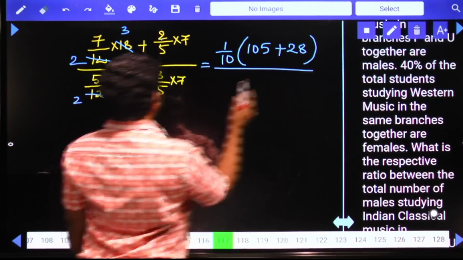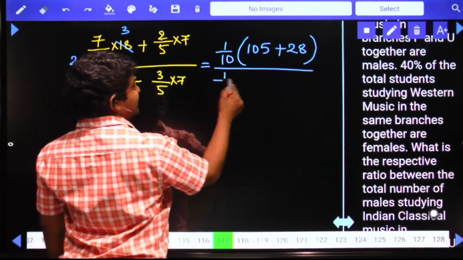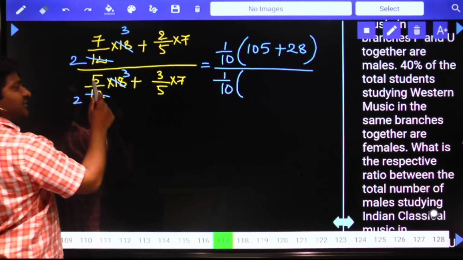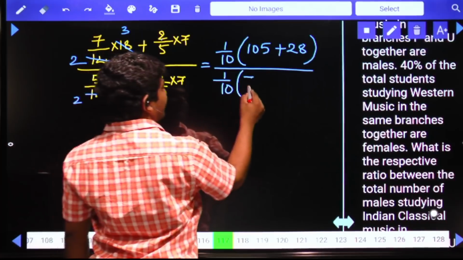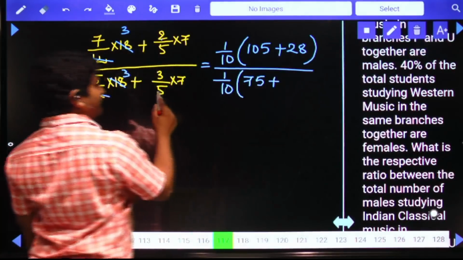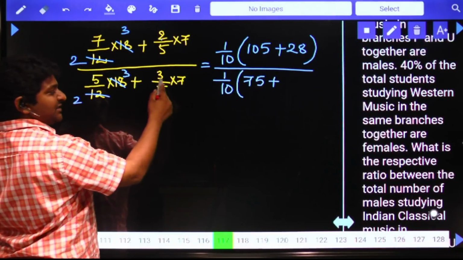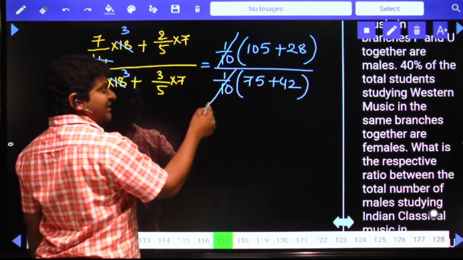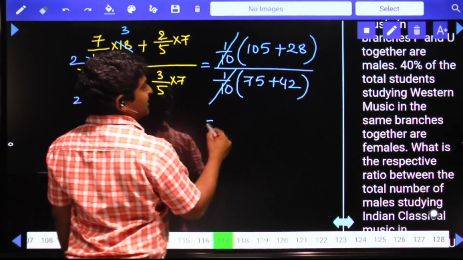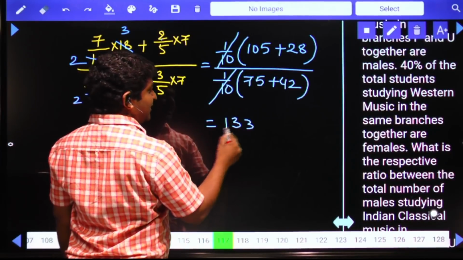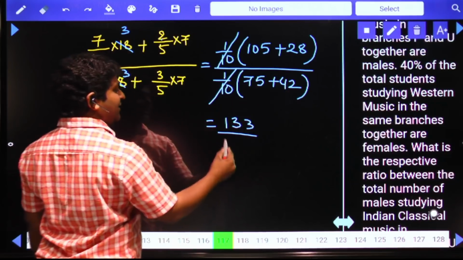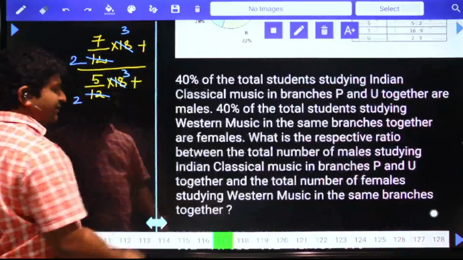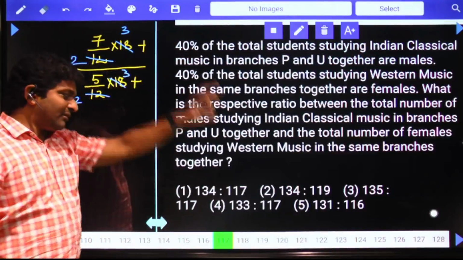Divided by, here also 2 and 5, LCM is 10. Let me take again 1/10 common. 2 5 times. 5 5 is 25. 25 3 is 75. Plus 5 2 times. 2 into 3 is 6. 6 into 7 is 42. 1/10 and 1/10 get cancelled. 105 plus 28 is equal to 133, divided by 75 plus 42, that is equal to 117. 133 by 117.